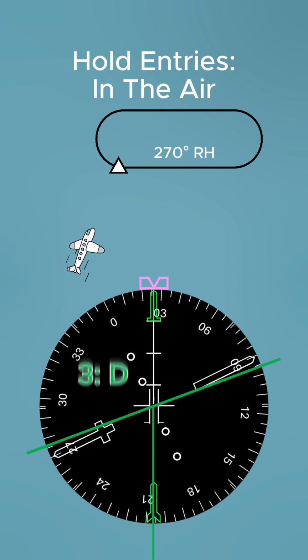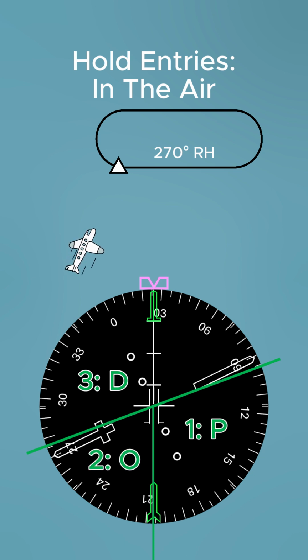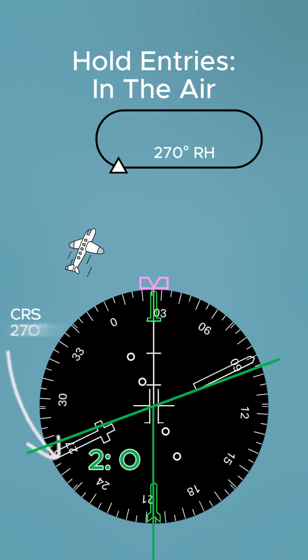The biggest is direct, the second biggest parallel, and the smallest offset. Whichever sector the inbound course lies in is the entry to fly. In this case, offset. As you can see, it is just 1 degree outside of the allowed 5 degree leeway, so we must fly the offset entry.